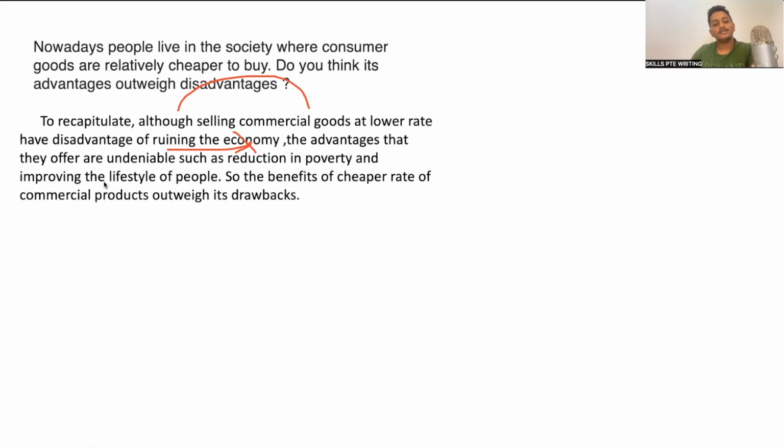The advantages that they offer are undeniable. This is the exact template shown. To recapitulate, the word although is required. Advantages that they offer are undeniable, such as, exact template. Here, write a small phrase: reduction in poverty. You don't reduce the poverty, by the way, and improving the lifestyle of the people. So the benefits outweigh the drawbacks.